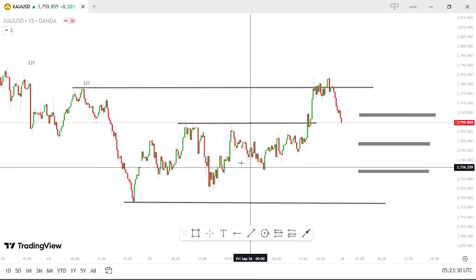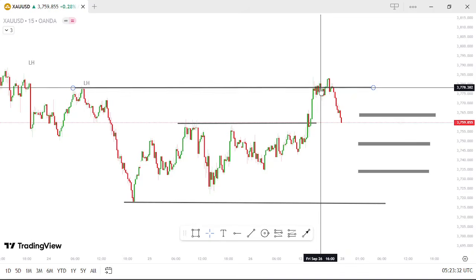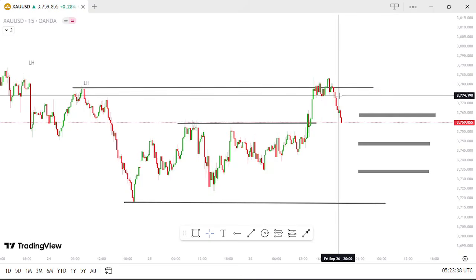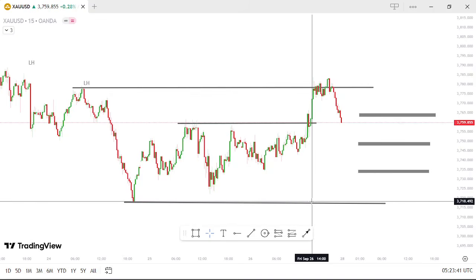Now with that being said, price hits this zone and doesn't necessarily break above this zone. Sellers have taken back control of this zone. You can expect price to be pushing down to the next zone, which is this one.